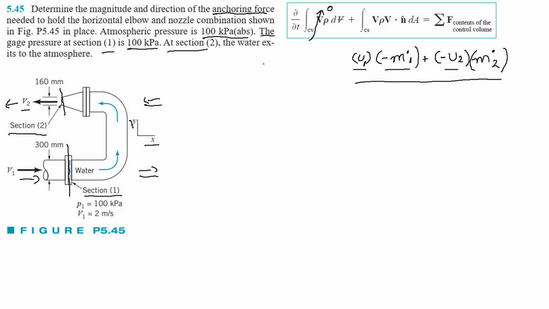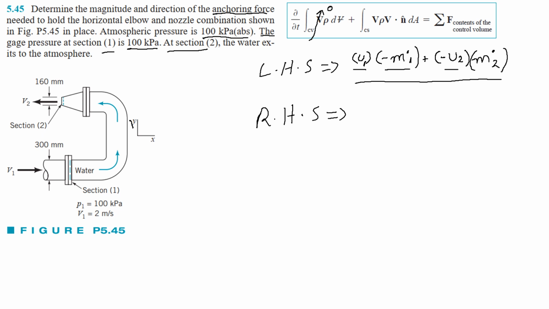Now this is my left hand side of this governing equation, and for the right hand side, let me write all the forces. The forces occurring on this assembly are the pressure forces at section 1 and section 2 and the anchoring force. As I told you earlier, we will take all the forces in the direction of the flow. The direction of the flow that I have taken is along the x-axis, because my velocity at entry and exit is along the x-axis. So I am going to take the forces also along the x-axis.